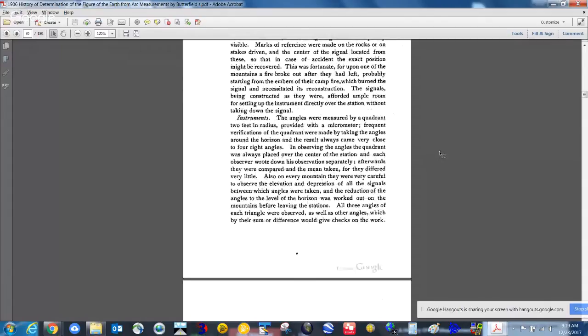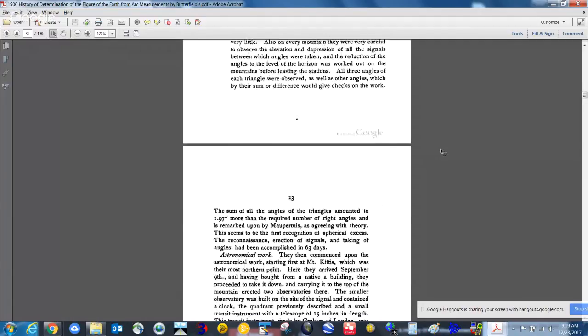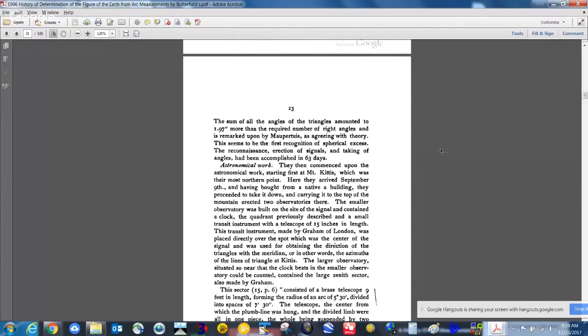All three angles of each triangle were observed, angles whose sum or difference would give checks on the work. The sum of all the angles of the triangles amounted to nearly 2 seconds more than the required number of right angles, commented upon by, I'm going to butcher this, Maupertuis, as agreeing with theory. This seems to be the first recognition of spherical excess. The reconnaissance, erection of signals, and taking of angles were accomplished in 63 days.